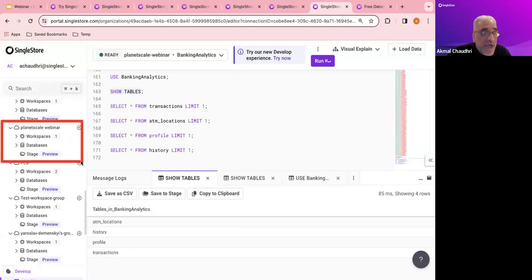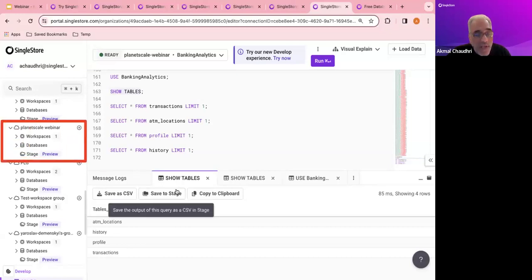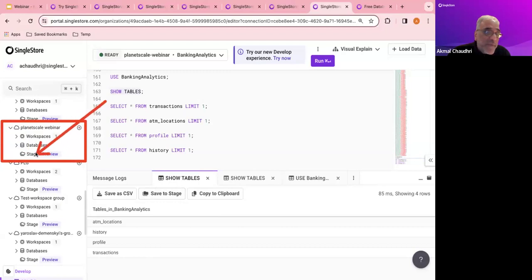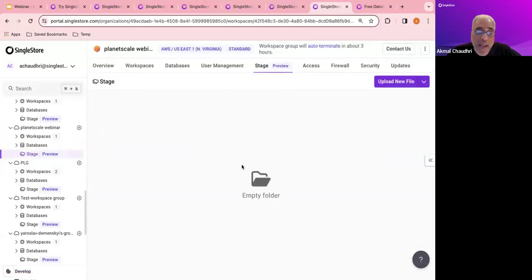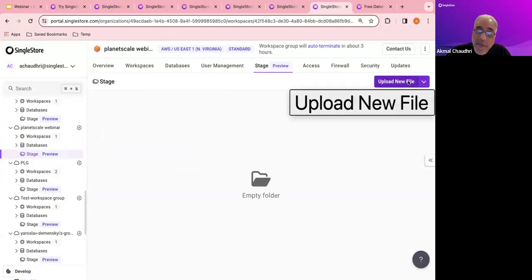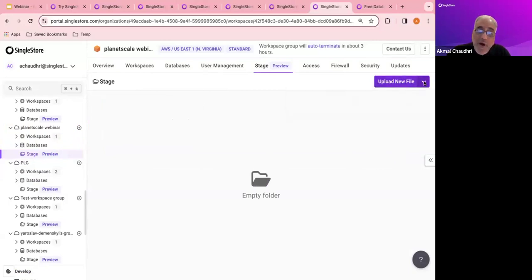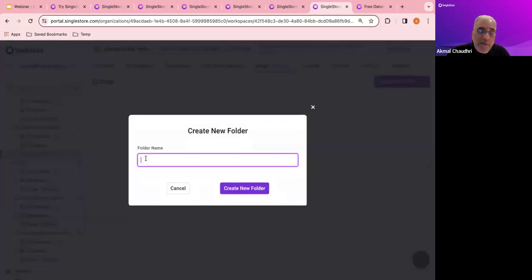So this is the standard instance that I created a little while ago, just before the webinar started. You'll notice that there is something here. It's called Stage, which is, again, something that's in preview. So what Stage allows me to do, if I click on this, is to upload a file, on the right-hand side here, upload new file. And I can also create a folder, right? Create new folder, and I could call this test.